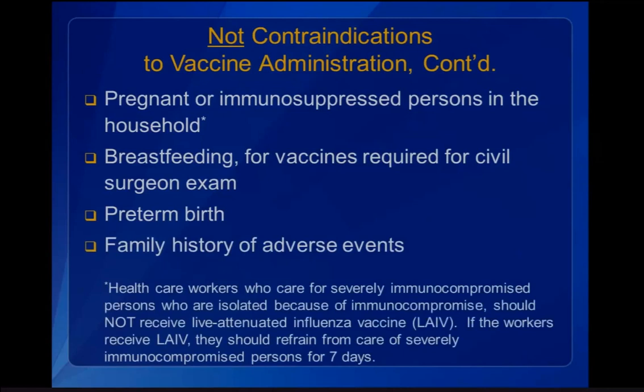One thing we do say is for healthcare workers who care for severely immunocompromised persons who are actually isolated because of their immunocompromise, that they shouldn't receive live attenuated vaccine. Or if they do, they should refrain from the care of that immunocompromised person for 7 days. Now, I wouldn't expect that this would come up often on your exams. If that is something you come up against, email us at cdcqap@cdc.gov if you have further questions about it.